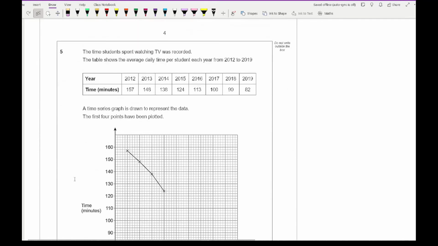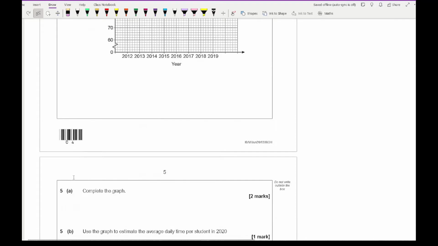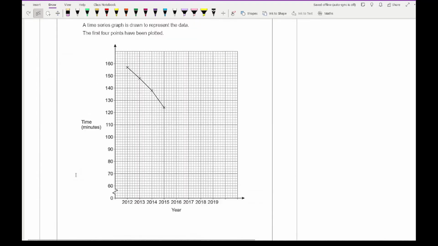For question 5, it says the time students spend watching TV is recorded. The table shows the average daily time per student each year from 2012 to 2019. The time series graph is drawn to represent the data. The first 4 points are plotted. And what we need to do is complete the graph for part A.